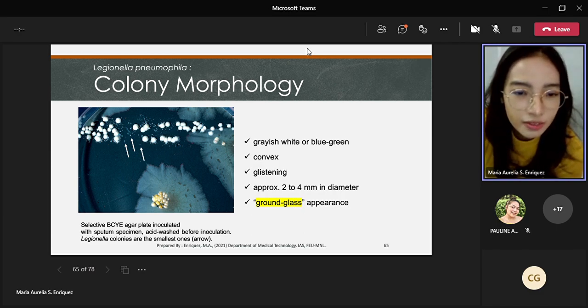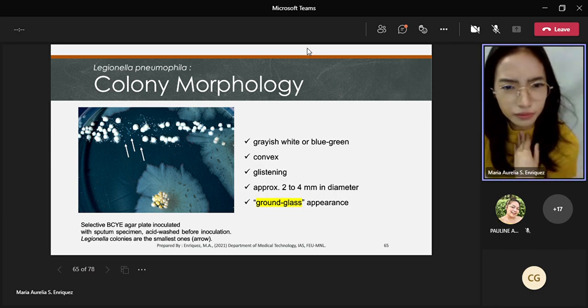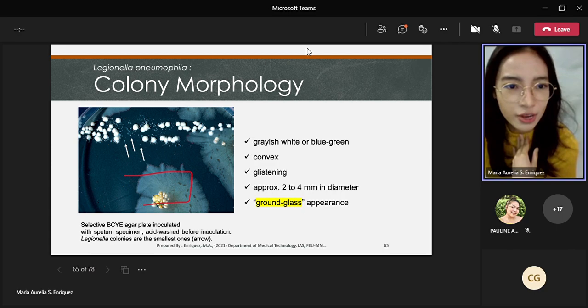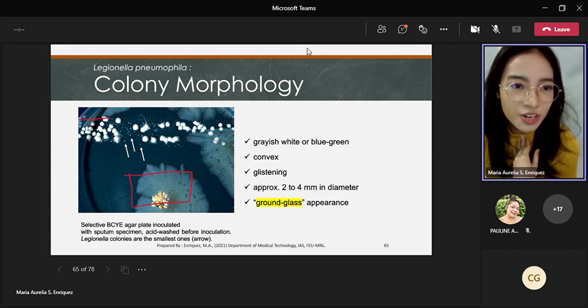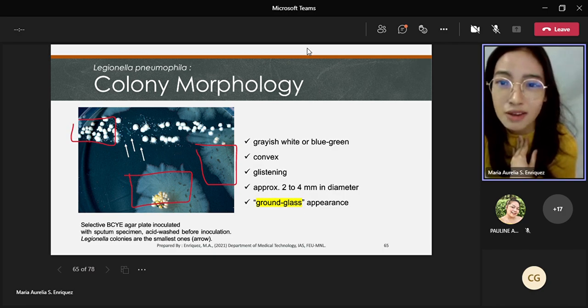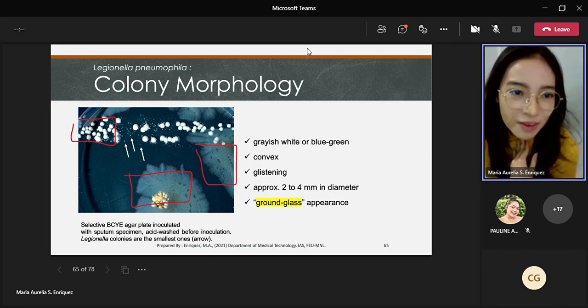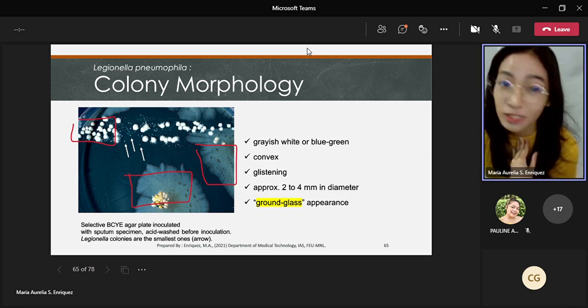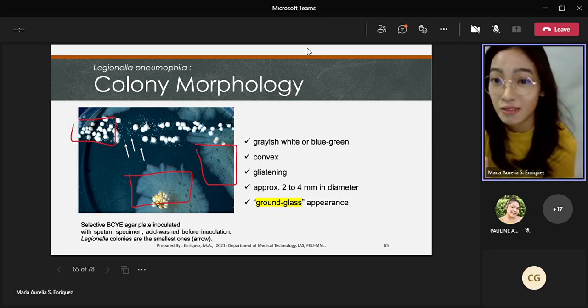Okay, so and po. Wait lang, just for emphasis, this one is a contaminant. These large colonies is a contaminant. These ones that look feathery, these are also contaminants. So nasaan po dyan yung Legionella? Yan po, yung mga maliliit na colonies na tuldok-tuldok. Kaya po siya tinawag na ground glass.